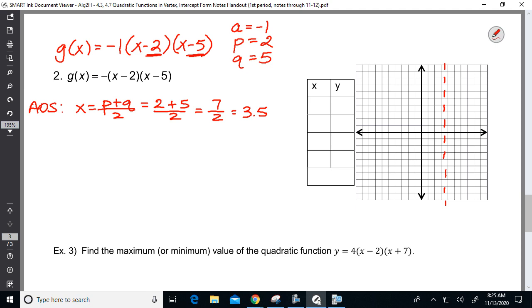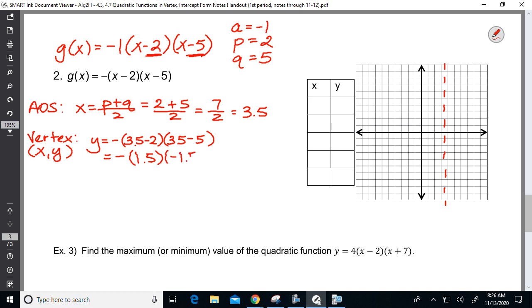So there's your axis of symmetry. So your vertex, remember, is a point. So your y equals negative parentheses 3.5 minus 2 parentheses 3.5 minus 5. It's negative, 3.5 minus 2, 1.5, and negative 1.5. 2.25.